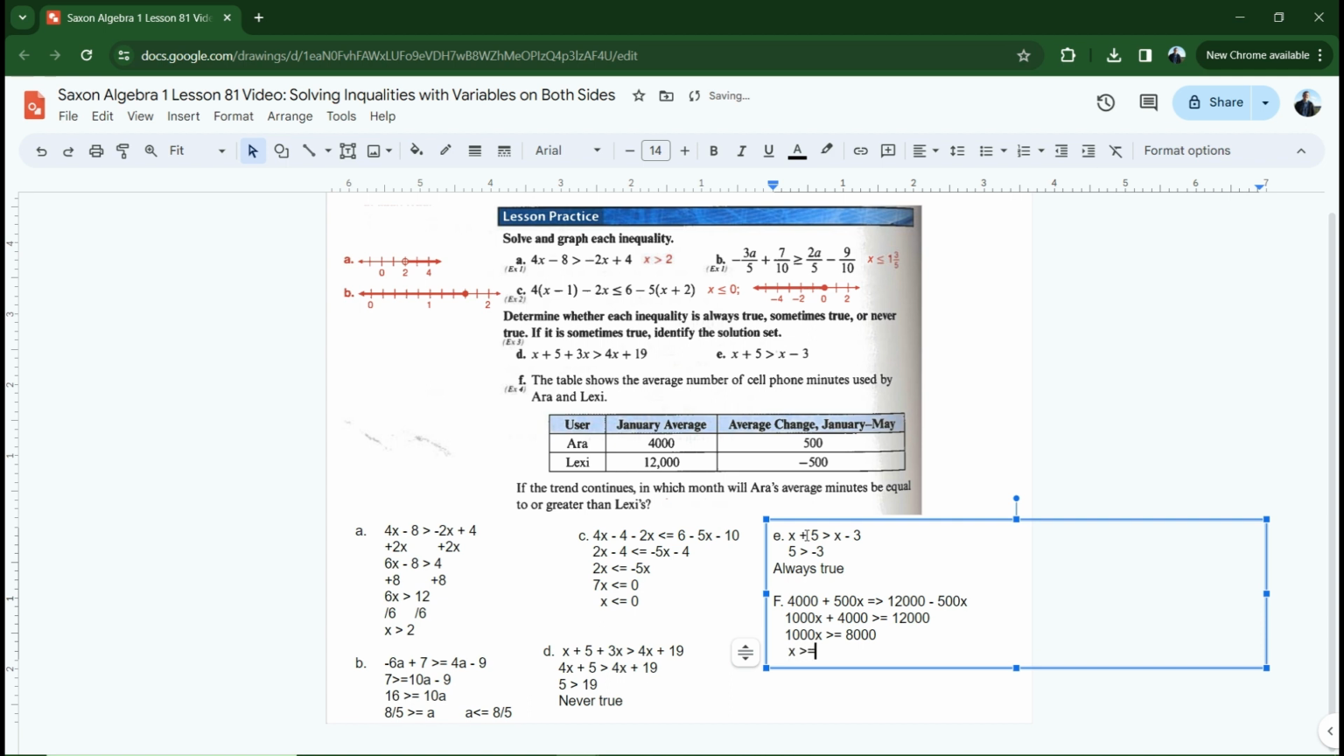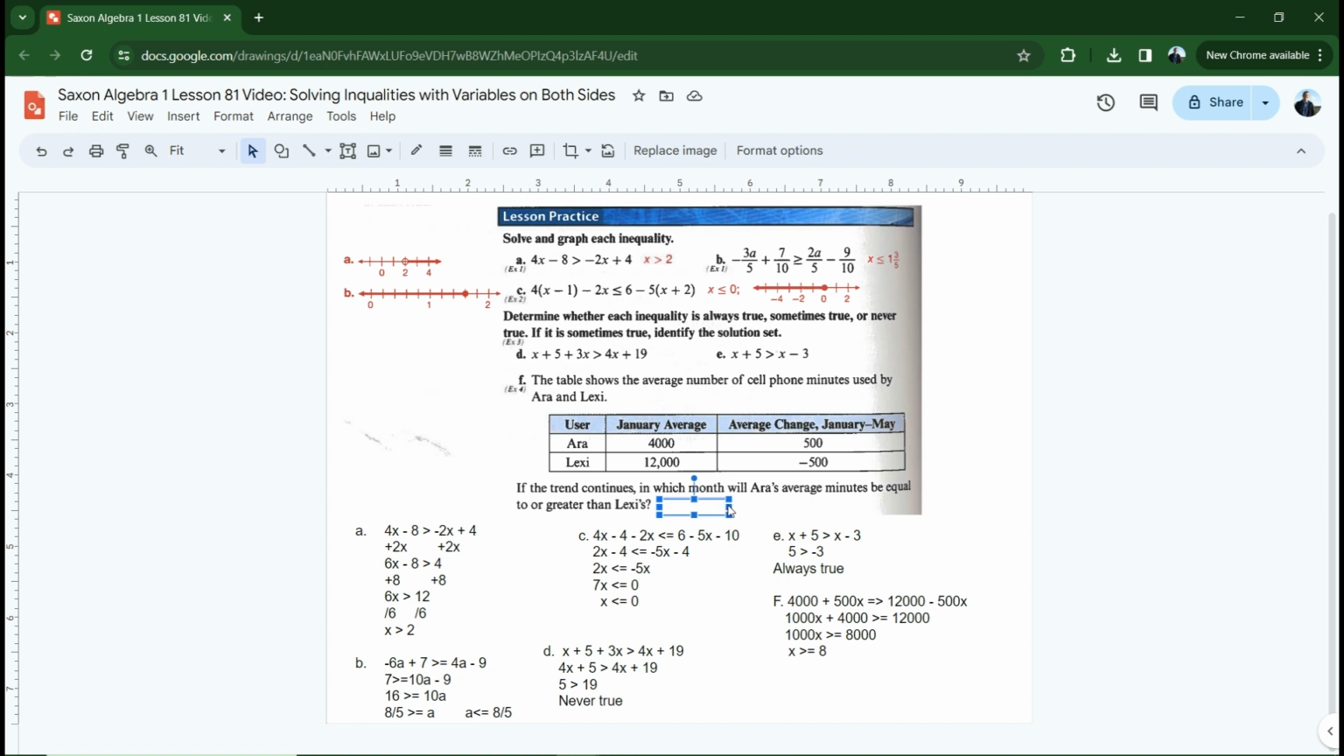Notice we never divided by a negative or multiplied by a negative, so we never swapped the sign this entire lesson. And that's totally fine. That'll happen a lot of times. So we're saying that in 8 months or more, Ara's average minutes will be equal to or greater than Lexi's.